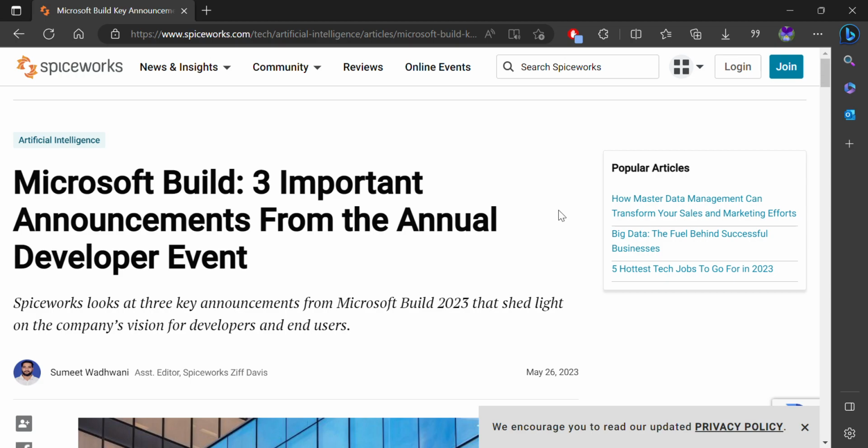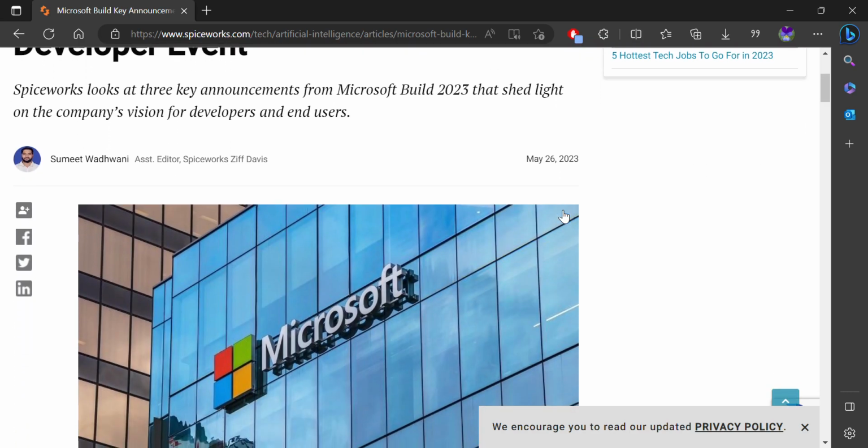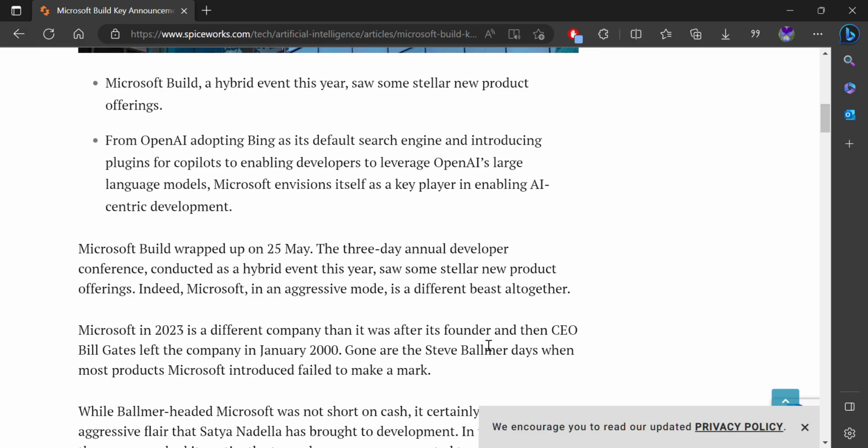We'll be talking about Microsoft Build's 3 major announcements, from the annual developer update event. So we'll be talking about these events and what's new in this Microsoft Build 2023 event. Microsoft mostly focused on many products such as Windows and AI, the cloud products, but mostly it's targeting AI technology. So here what we're talking about is OpenAI.